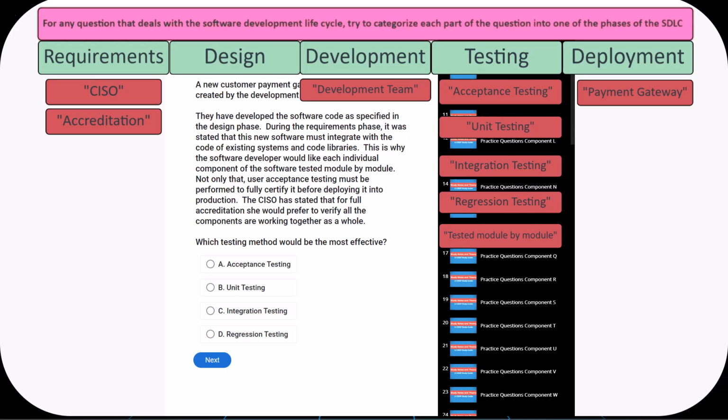So the CISO, before she, is it a she? Software code? Yeah, she or he, I forget. Yeah, I don't think it identifies the pronoun.